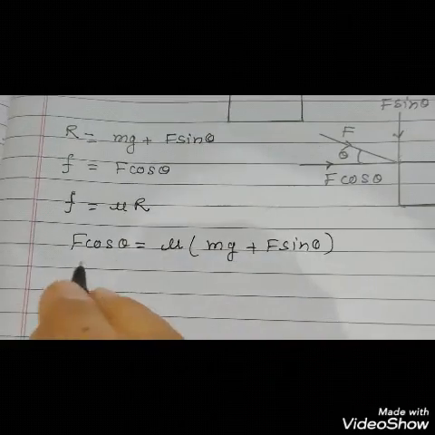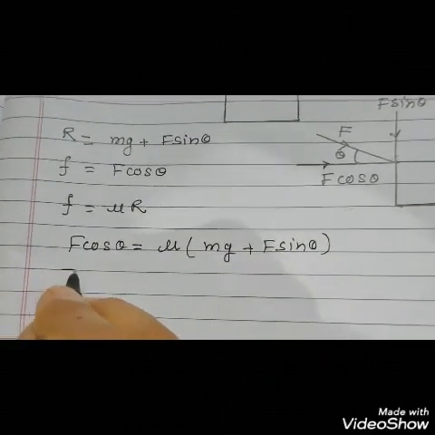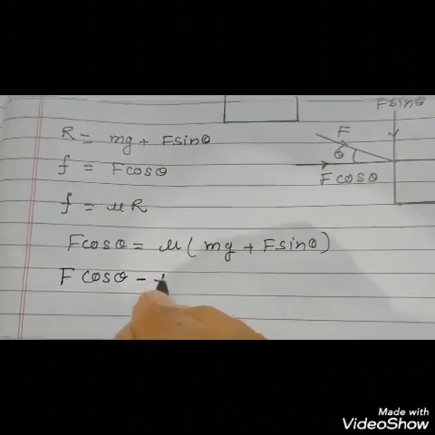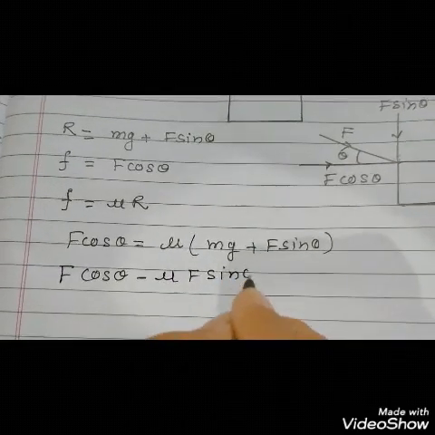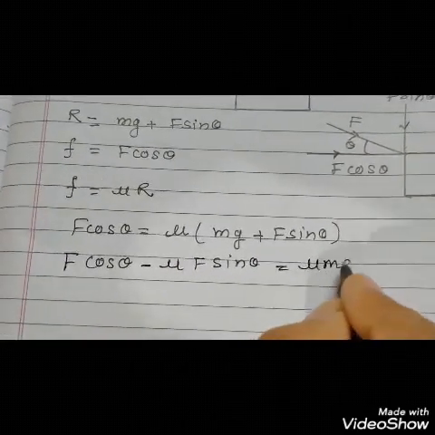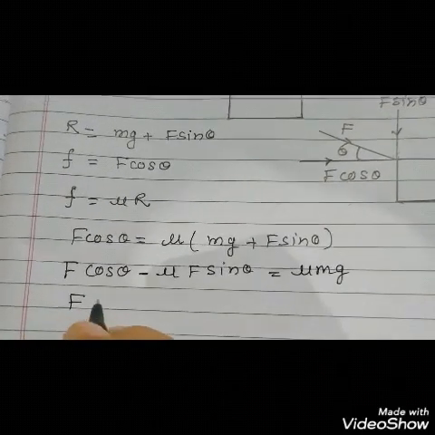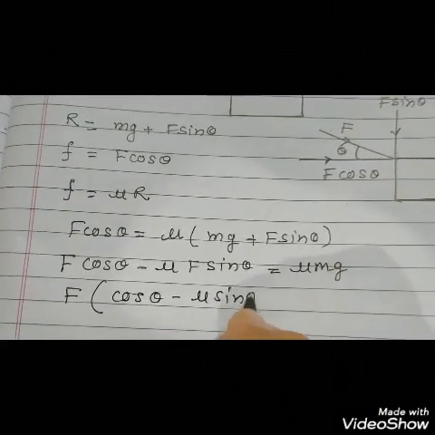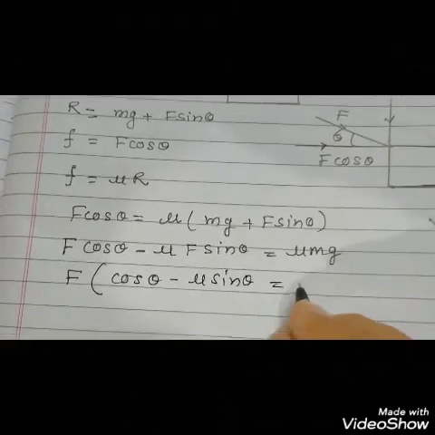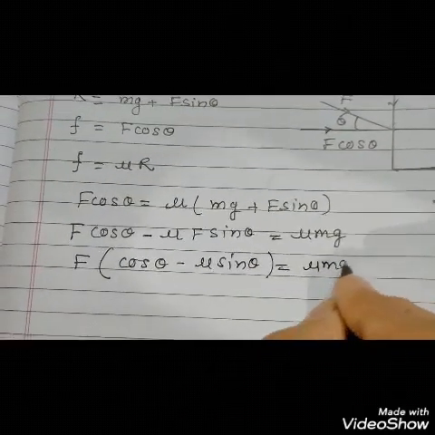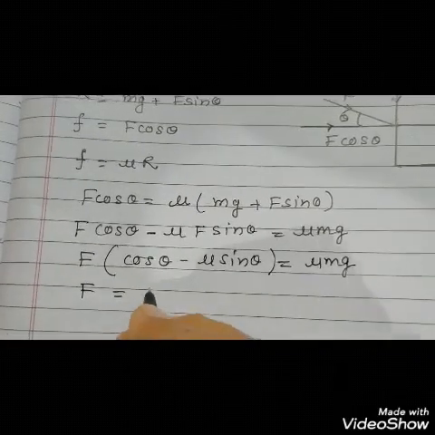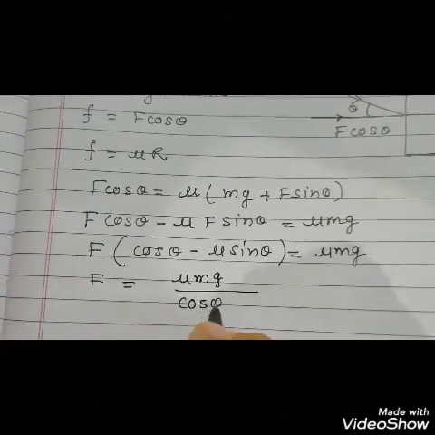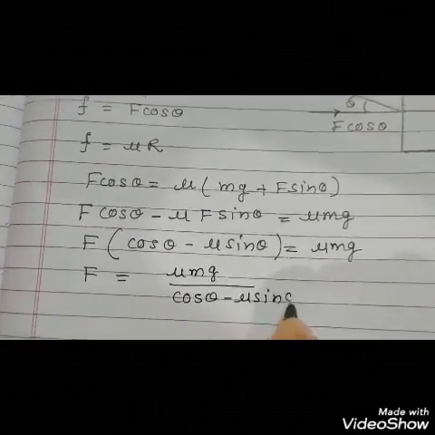Now you will see that F cos theta, the force of friction, minus mu F sin theta will be there, and this is mu mg. Now the force F into cos theta minus mu sin theta is equal to mu mg. So the minimum applied force must be equal to mu mg upon cos theta minus mu sin theta.